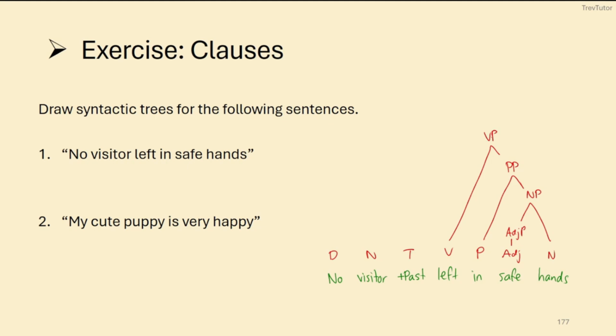Now, when we include tense, we're going to do this last. First, we'll do "no visitor." So visitor is a noun. It needs to build into a noun phrase, and it takes the determiner as its specifier.